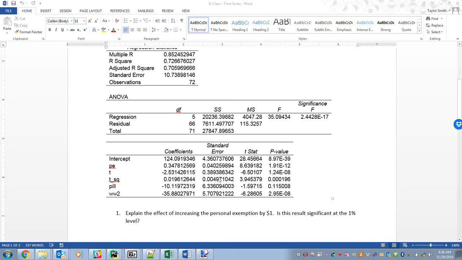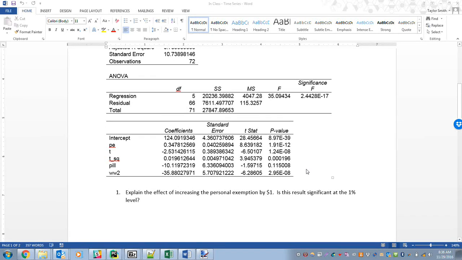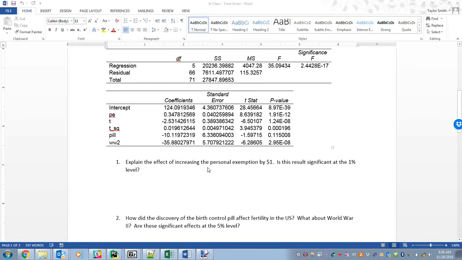We have some standard errors, some t-statistics, which we'll get to in a minute, and the p-values, which we'll use to do some hypothesis testing. So let's go ahead and jump into number one. Explain the effect of increasing the personal exemption by $1. Is this result significant at the 1% level? Anytime we're talking about explaining the effect or the relationship or the slope, we're looking at the coefficients. Those coefficients are the effect of these independent variables on the dependent variable, which is the general fertility rate.